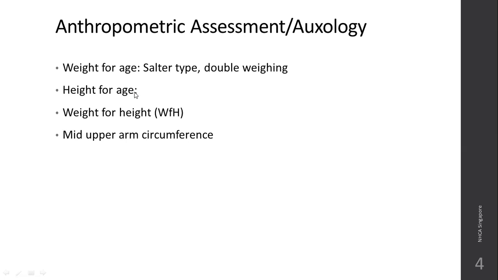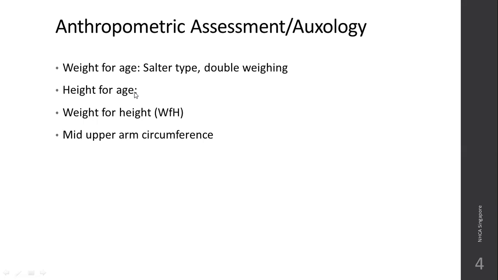Then mid upper arm circumference. Between 6 to 60 months, this parameter can be checked. You first measure the length of the upper arm, just the upper arm from shoulder to elbow, divide it, find the midpoint, and at that midpoint, find the circumference. That is the mid upper arm circumference.